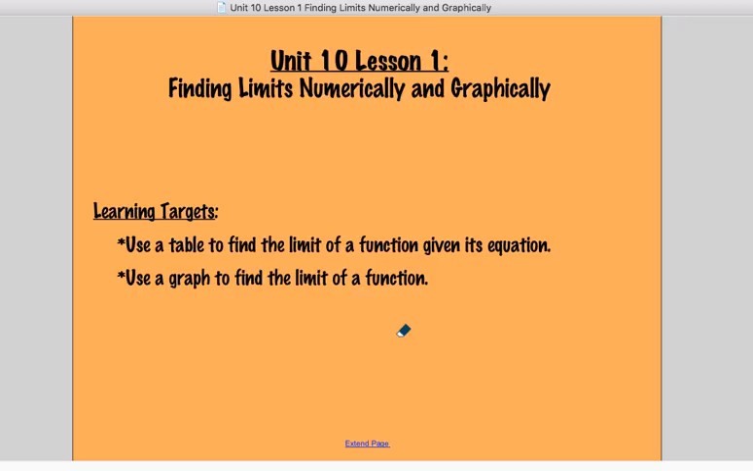Today we're going to work on finding limits numerically as well as graphically. In order to find it graphically, you want to make sure you go ahead and grab your calculator. So you're going to need your graphing calculator. So today we're going to use a table to find the limit of a function, and we're also going to use a graph to find the limit of a function.